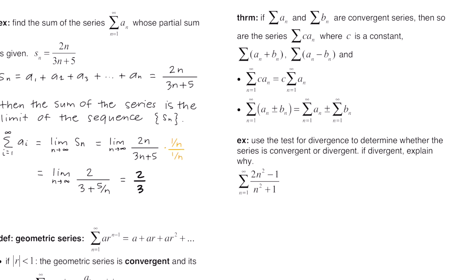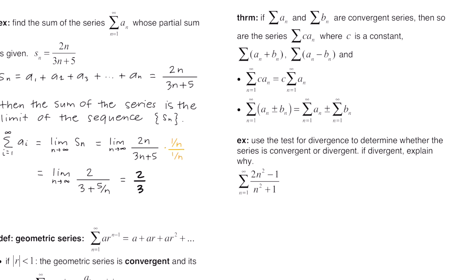This theorem says if we have sigma of a sub n and sigma of b sub n are convergent series, then so are the series where we have a constant in front of a, and again it says c is a constant, or if you take the sum of a and b or the difference of a and b, all three of these will be convergent. And we have it written out here.